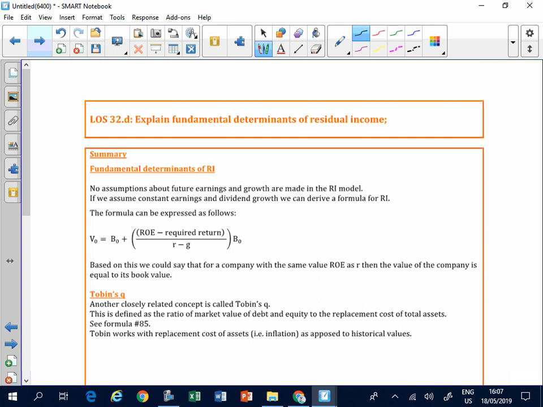Then the fundamental determinants of residual income. No assumptions about future earnings and growth are made.